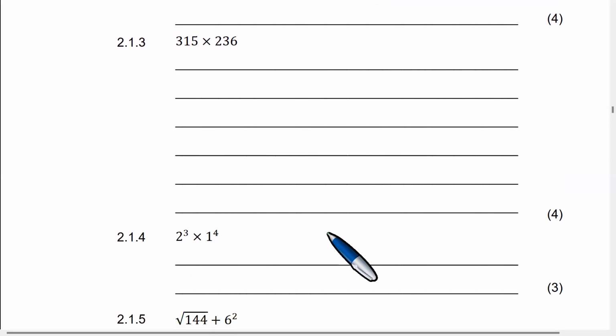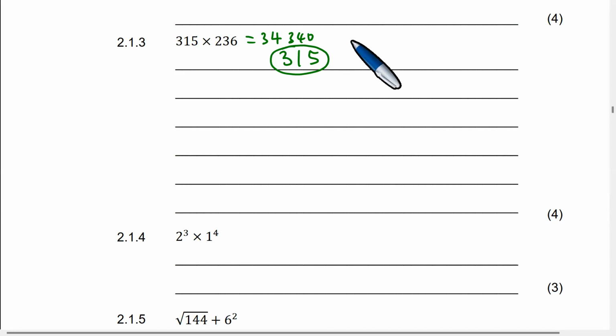2.1.3. 315 times 236. What's the answer? Sir, is the answer 315? What do you think? 74,340? Is that what you got? Please read it digit by digit. No, sir. I got 74, then 3, then 40. Okay. Let me check.